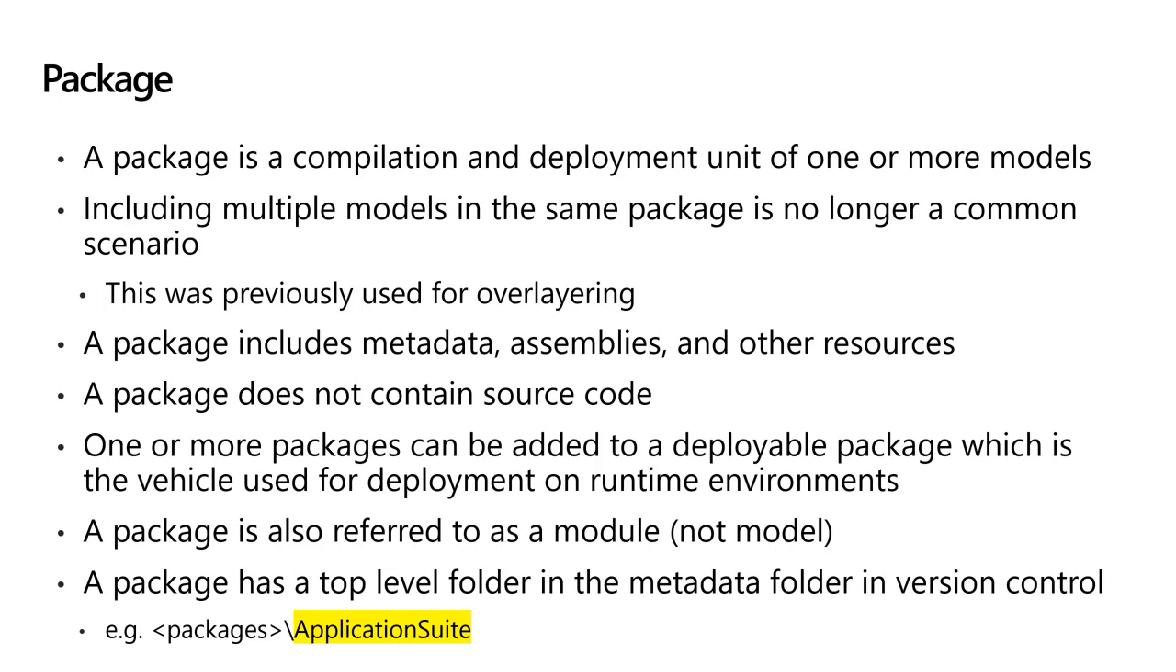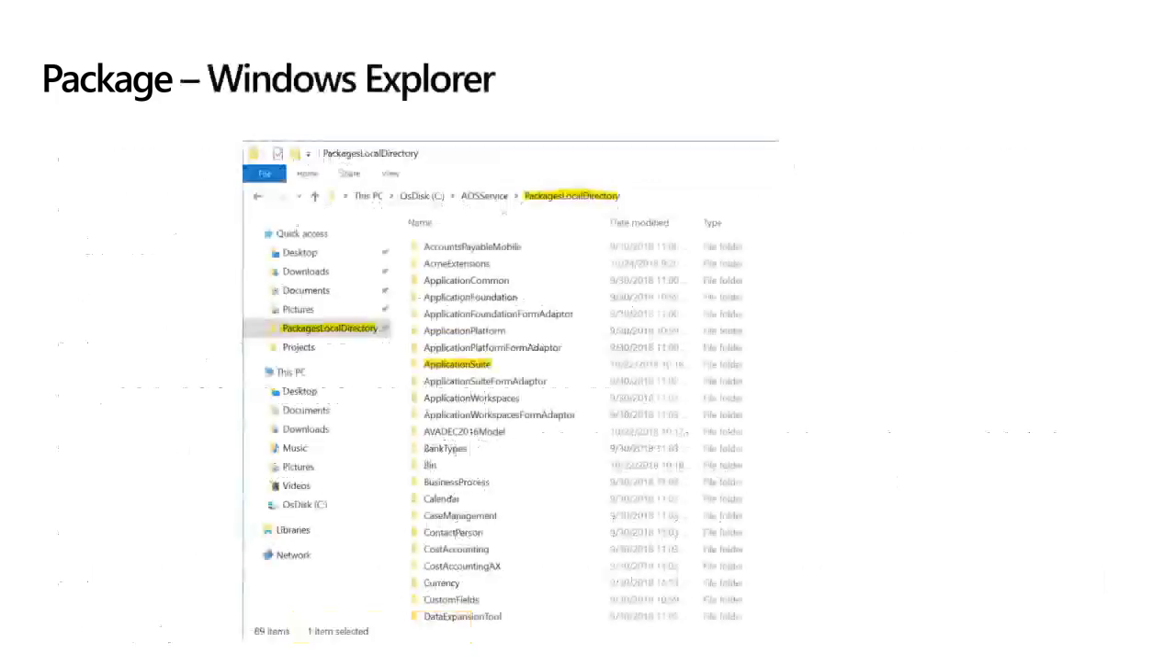And a package has a top level folder in the metadata folder in version control, and it also has a top level folder in the packages local directory on the development machine. So you can see here that in the packages local directory, application suite is one of the packages. In an asset library or in a deployable package, the packages are listed as modules. In this case, the app extension APP-EXT module is a package, and this deployable package only contains one package.